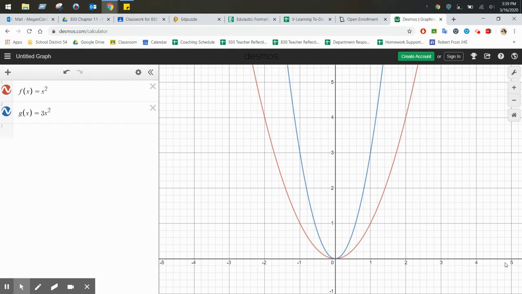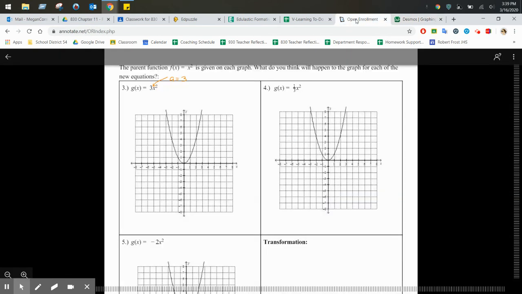So I'm going to come back over onto my notes, and I'm going to say, all right, so what did we sketch here? We saw that my vertex was in the same spot, but then my next points were over 1 and up 3, and over and up 3. And this was what g of x looked like. And if we remember back, again, that is a vertical stretch by a factor of 3.